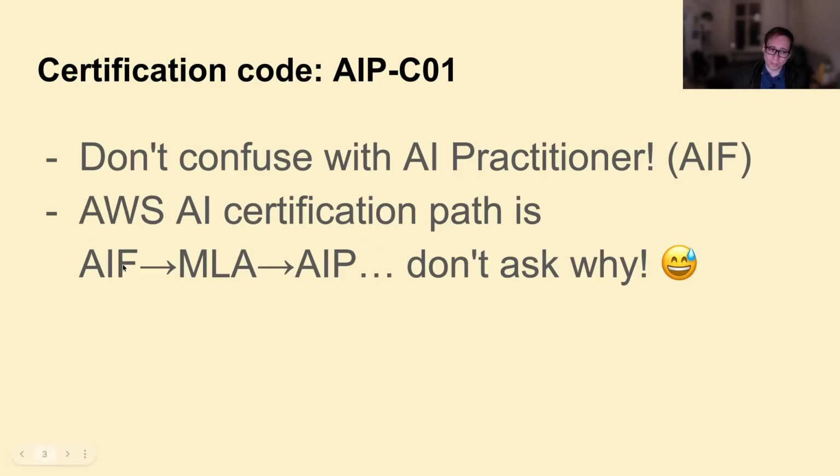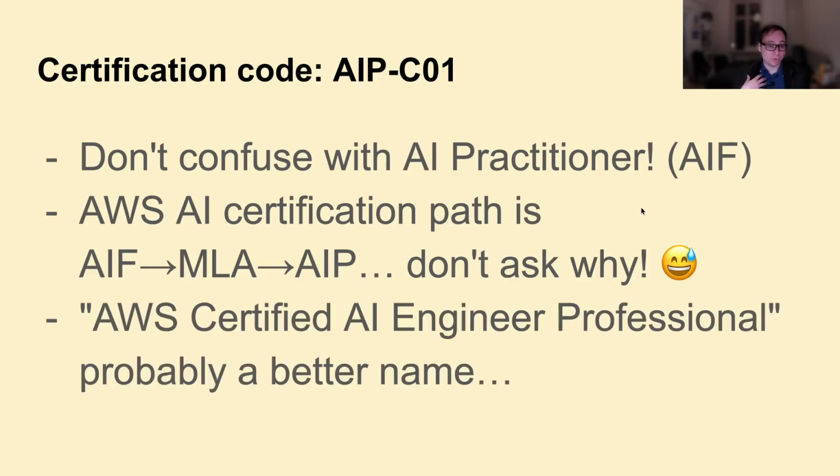But why are they having AI, ML, and AI? ML is machine learning, by the way. Just don't ask why. There's not a lot of consistency over here. And if you ask me, I think AWS Certified AI Engineer Professional would probably be a better name for this certification, given that they've given this code. But as we talked in the previous video, the naming just raises some eyebrows, and they did go with Gen AI Developer Professional, probably because of marketing reasons.